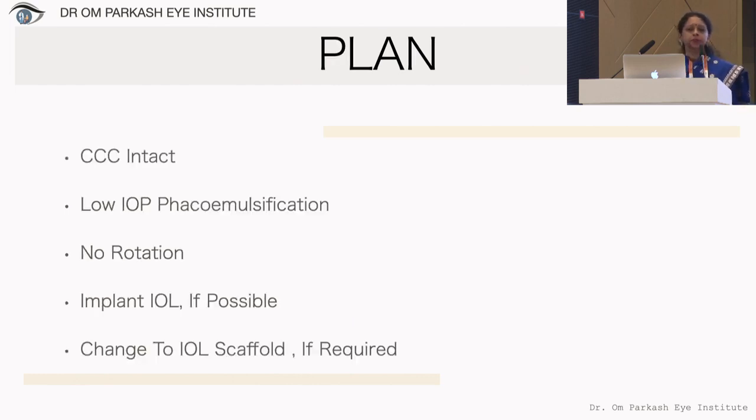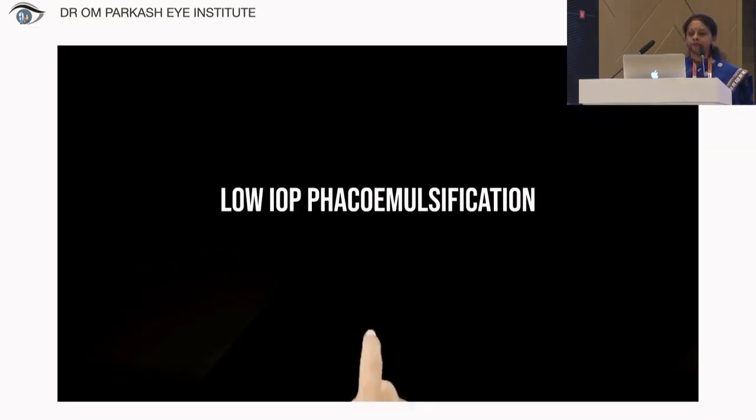The plan was, because the CCC is intact and it is a soft cataract, we will do the phacoemulsification at the low IOP settings. We will not rotate the nucleus, implant the IOL if possible, and change to IOL scaffold if required. Now, what is this low IOP?